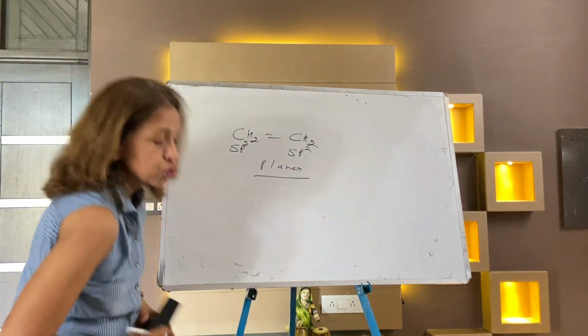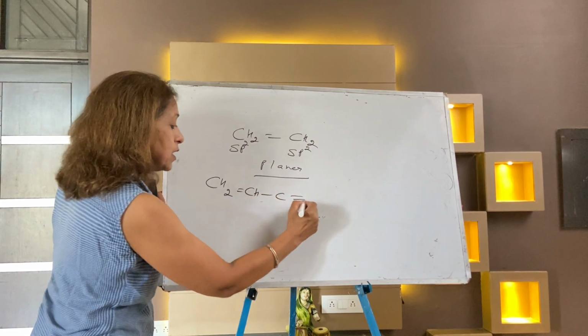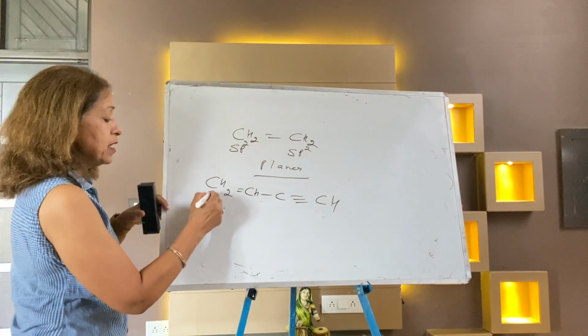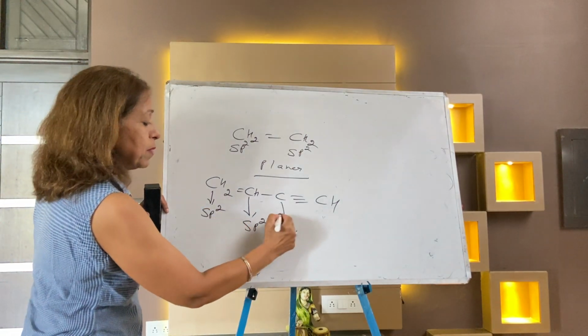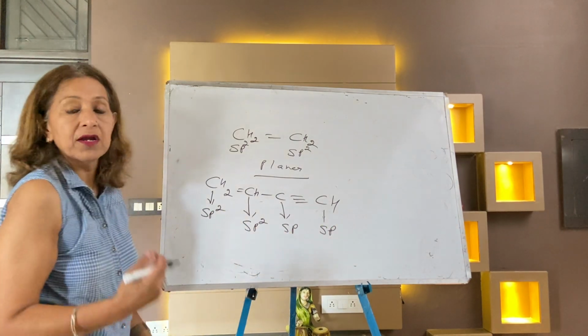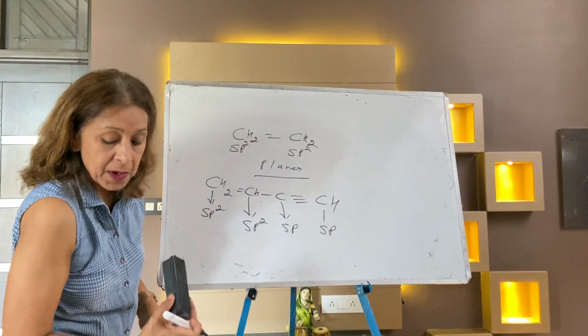Now I'm taking CH2 double bond CH, single bond C, triple bond CH. Double bond means sp2, again sp2, but triple bond means sp and sp. Again, it is a planar compound. So planar is where there is sp2 or sp presence.